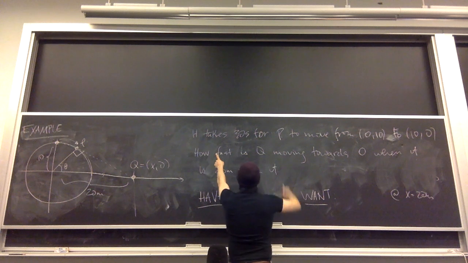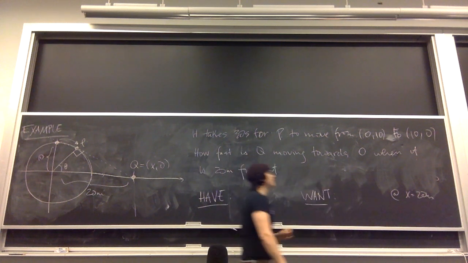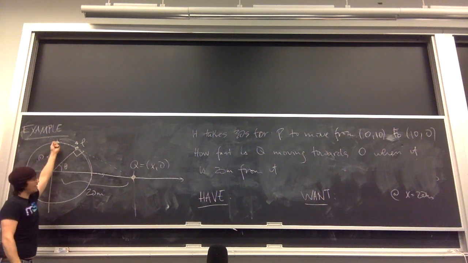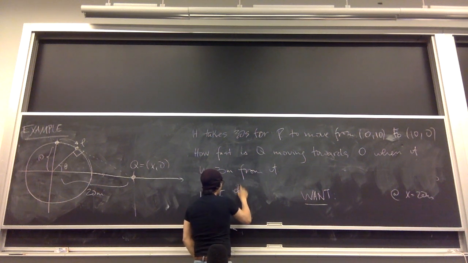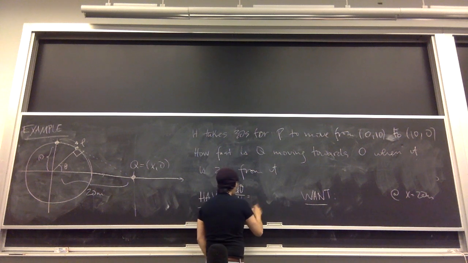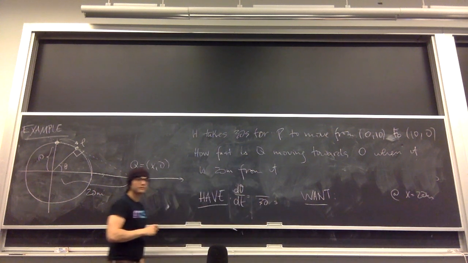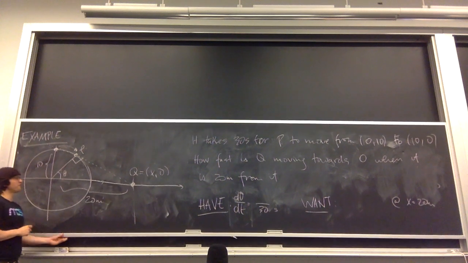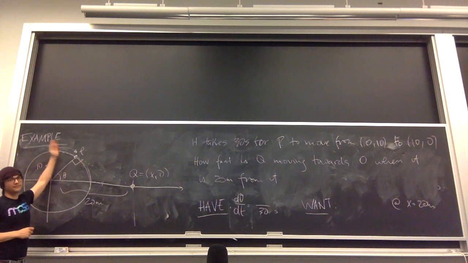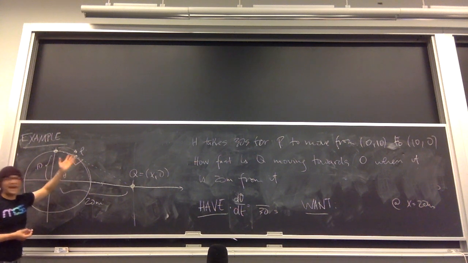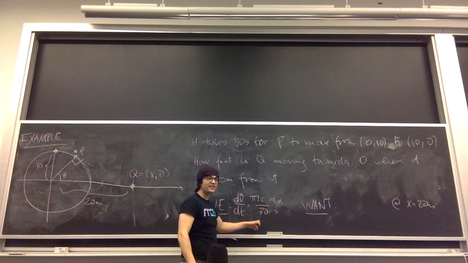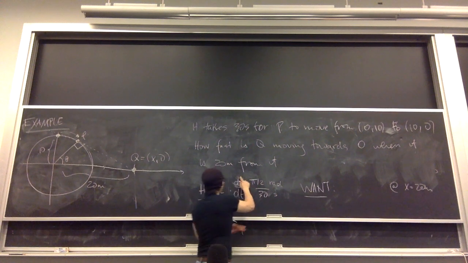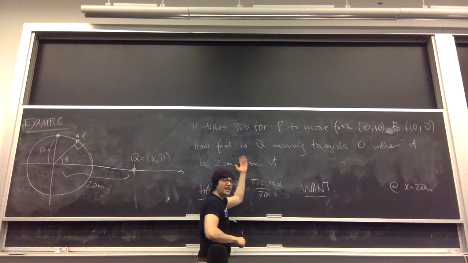But we have a rate. It takes 30 seconds for P to move from (0, 10) to (10, 0). What does that mean? The angle is changing. In 30 seconds, how much do we move? Relative to pi, it's pi half. So to move pi half radians takes 30 seconds. This is d theta by dt, the rate of change of the angle.